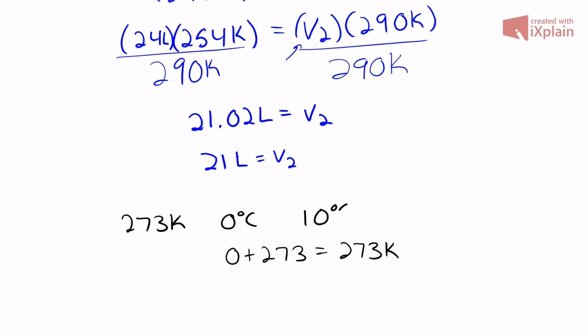So if they give you 10 degrees Celsius in the problem, before you plug that into your actual problem, you're just going to want to add 273 to it, and that gives you Kelvin.